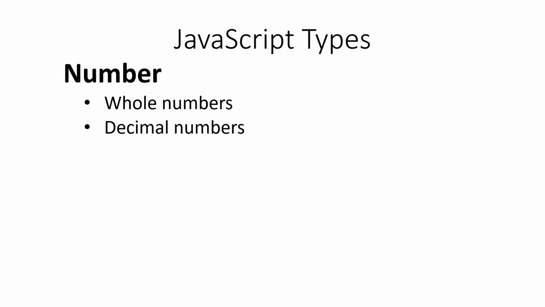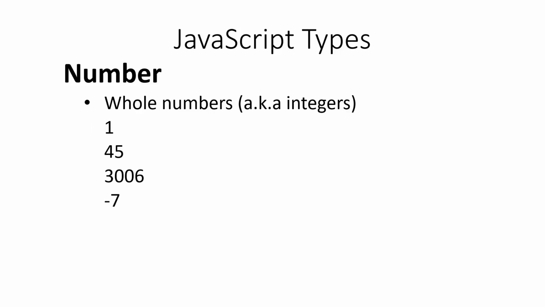Number includes whole numbers and decimal numbers. So a whole number is the same thing as an integer. 1, 2, 3, 45, 3006, 1 trillion, 200 billion, etc. And it also includes our negative numbers, and we just put a minus sign in front of the same whole numbers.